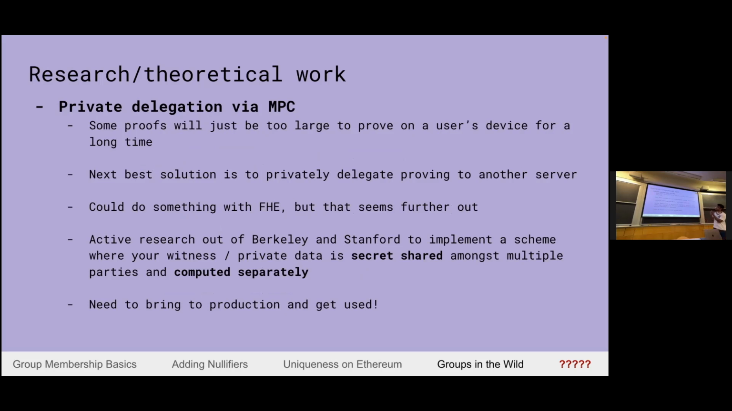The idea is we could do something with FHE, where we homomorphically encrypt everything and do all the operations privately so that none of your private data is leaked. But a more reasonable solution, and something there's been active work on recently, is taking your witness. In a lot of the use cases I described, that's your private key or your signature. You secret share that amongst a bunch of different parties. They compute the proof separately on those secret shares, and then you combine them on your own. You can push a lot of work to other people and not do it yourself without sacrificing any of your privacy.